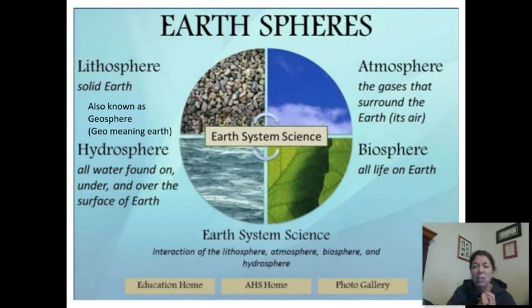And then the last one is the biosphere, which is the big one we're going to be looking at, because your biosphere is basically Earth and everywhere that you find life on Earth.